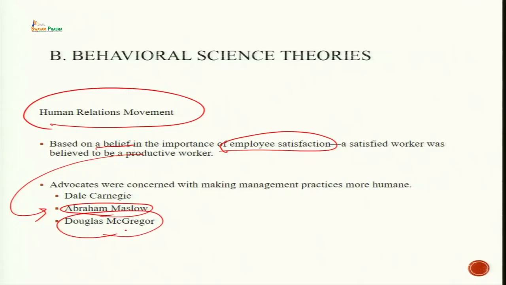Along with these two theories, another theorist, Douglas McGregor, also came up with a theory of motivation. After a series of experiments, he came up with two theories: that employees can be categorized into either theory X or theory Y. Theory X employees are the ones who inherently dislike work, while theory Y employees are initiative-taking, responsibility-seeking, leadership-oriented employees.